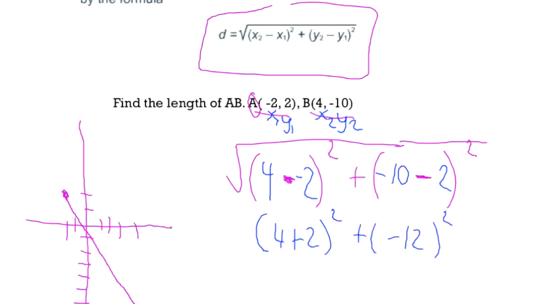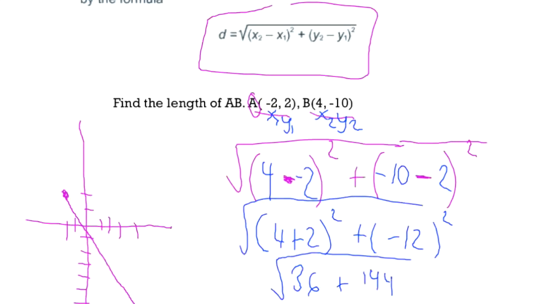Perfect. So in here I get 6 squared is 36. And -12 squared means -12 times -12. So I get positive 144. Let's not forget there's a big square root around this whole thing. So I'm going to get the square root of 180. They might leave your answer just like that, or they might ask you for it in decimal form. So if I grab my calculator, the square root of 180 is 13.4. So the distance between point A and point B is 13.4.